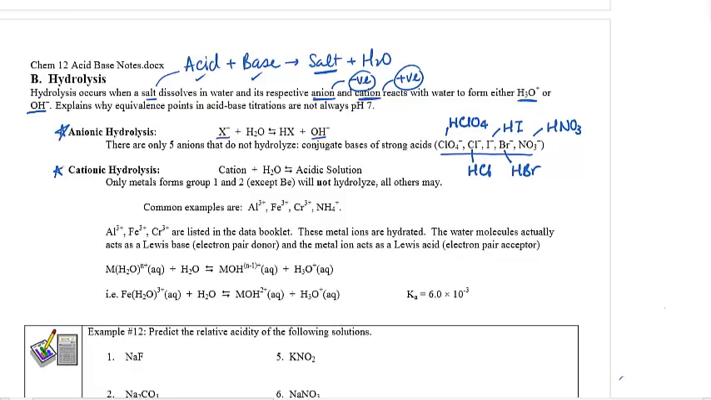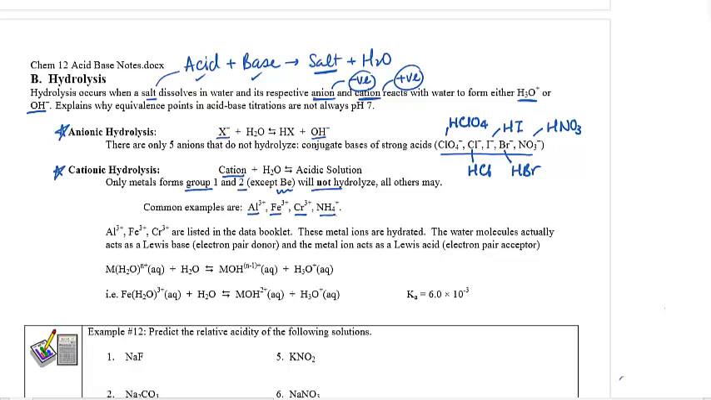The second type of hydrolysis is the cationic hydrolysis, and that is the reaction of a positive ion with water to form an acidic solution. Now, this is something that you need to remember. It is that metals from group 1 and 2 will not hydrolyze with water. The only exception is that of beryllium. Unfortunately, you will need to memorize this. There are some other ions that will react with water, and they are aluminum, iron, chromium, and ammonium.